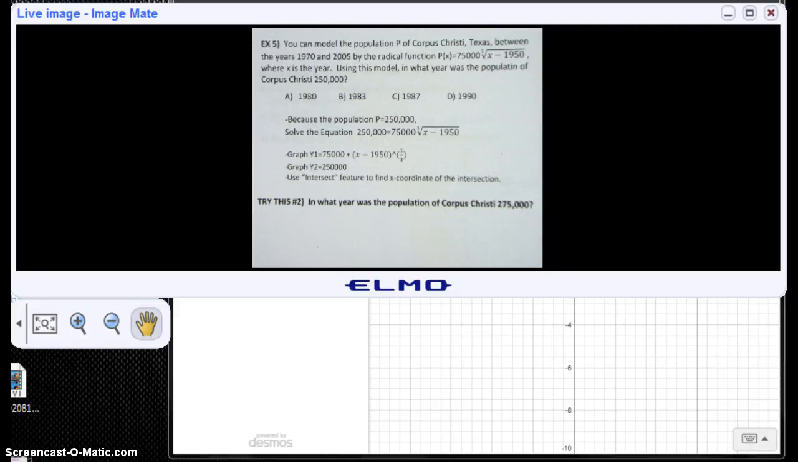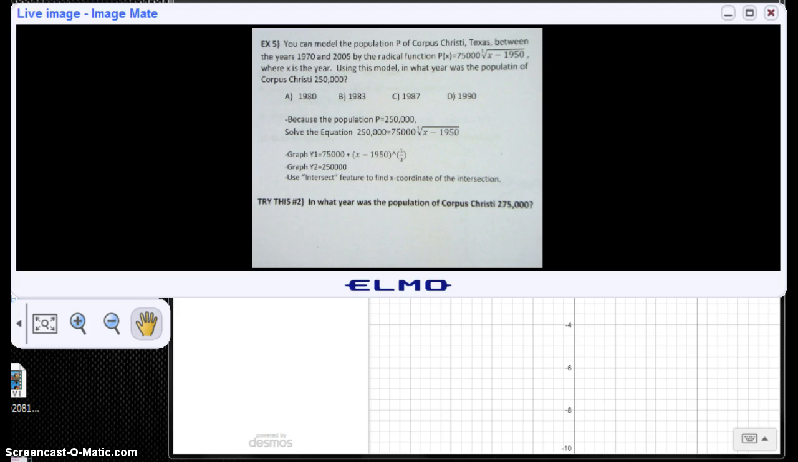Okay, in this video we're gonna use our graphing calculator or graphing tool to find our answer for this word problem that involves a radical function. So if you look at our word problem on our handout, it says you can model the population P of Corpus Christi, Texas, which I assume is a city in Texas, between the years 1970 and 2005 by the radical function P of x equals 75,000 times the cube root of x minus 1950, where x is the year. So using this model, in what year was the population of Corpus Christi equal to 250,000?